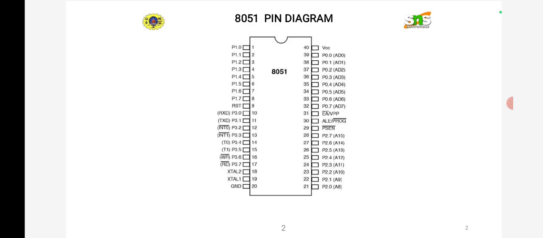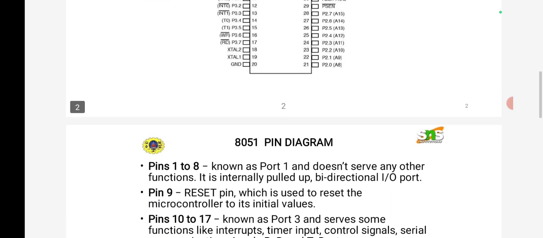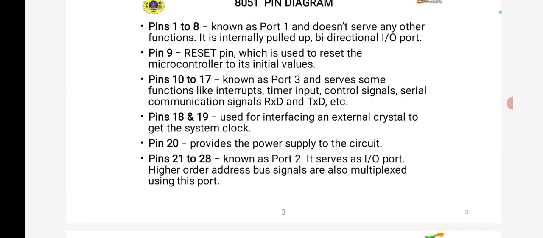Now we can see the pins in detail. Pins 1 to 8 are assigned for port 1, and they do not serve any other functions. It is an internally pulled-up bidirectional I/O port. Pin number 9 is the reset pin, which is used to reset the microcontroller to its initial value. Pins 10 to 17 are assigned for port 3. Also it serves some special functions like interrupts, timer input, control signals, serial communication signals, RxD, TxD, and so on.